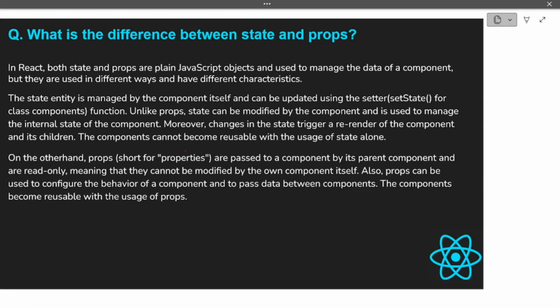Okay, so in React, both state and props are plain JavaScript objects which are used to manage the data of a component, but they are used in different ways and have different characteristics. We have already seen the difference between them, but let's summarize it now. The state entity is managed by the component itself, and can be updated using the setter setState for a class component. So the setState method we use in class components, and in functional components, we use the useState method.